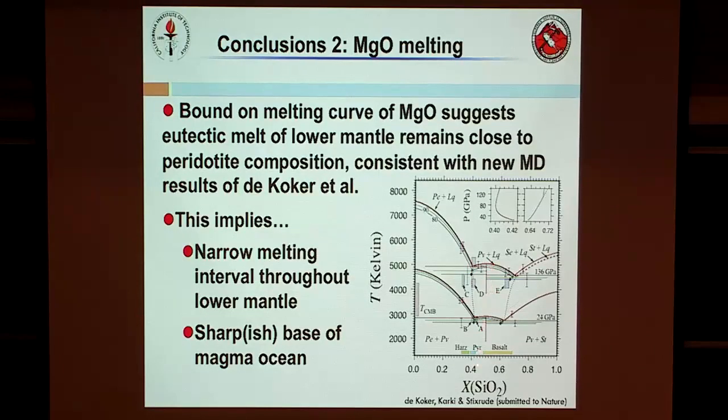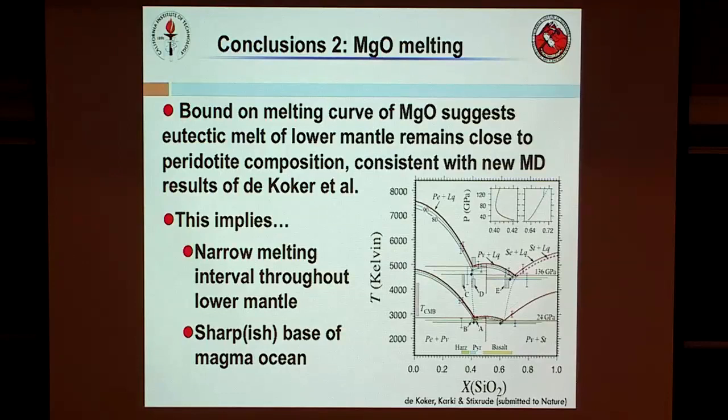Are these weight units? Or am I just standing off to the side? Molar units. Here's MgSiO3, here's MgO. The melting curve of MgO is substantially higher than the melting curve of MgSiO3, so the eutectic is here. The result is pyrolite composition remains in the liquidus field of MgSiO3 throughout the lower mantle.